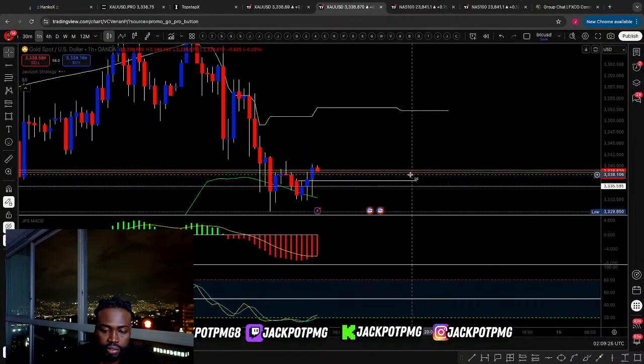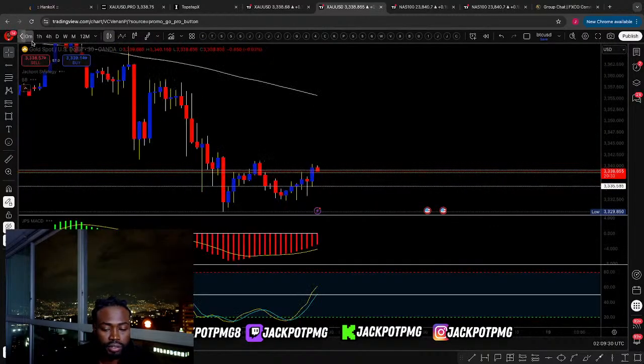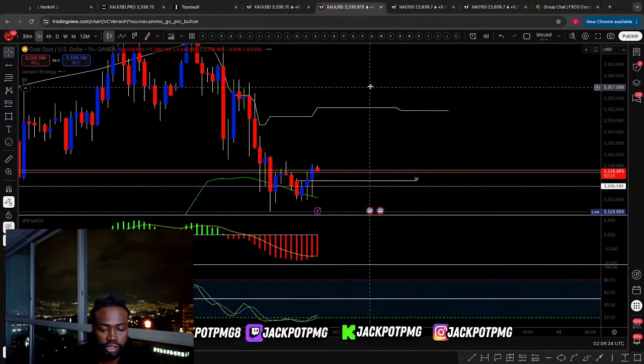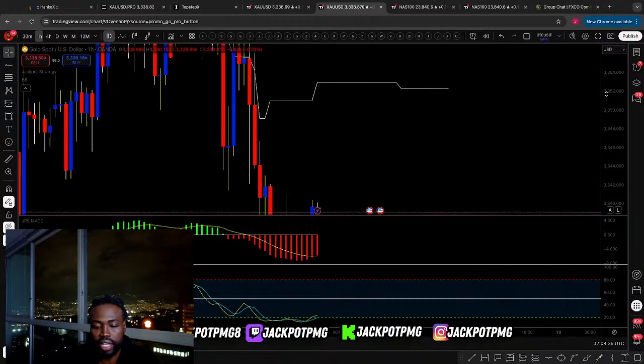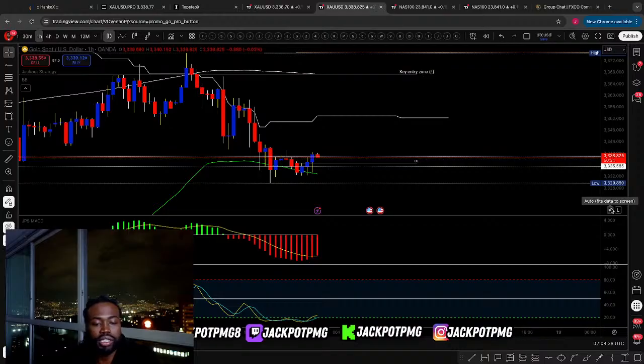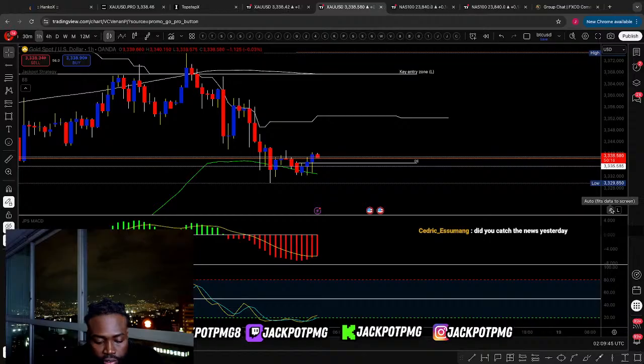This is what's happening here. A little pullback here. All good. We still don't have our high of day yet, because it's only 10 p.m. Eastern. So we got about 2 more hours to go.